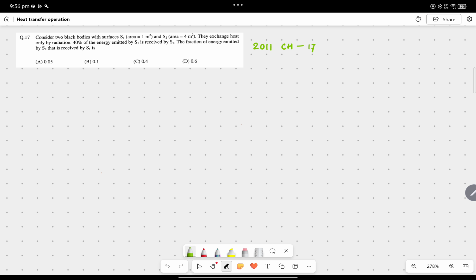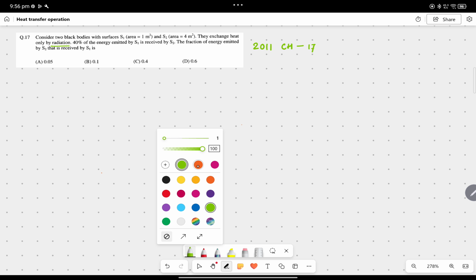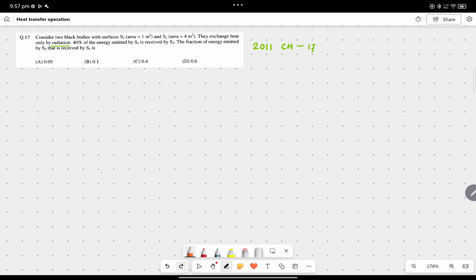So here we are asked for the fraction of energy emitted by S2 that is received by S1, and the fraction of energy emitted by S1 that is received by S2 is 40%. This question is related to the radiation topic of heat transfer. Okay, so now let's solve this question. First of all, you need to know the concept behind it. So let's first understand the concept involved here.